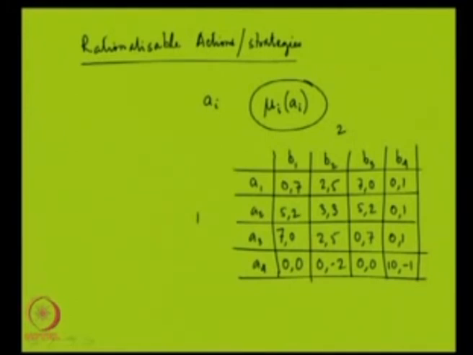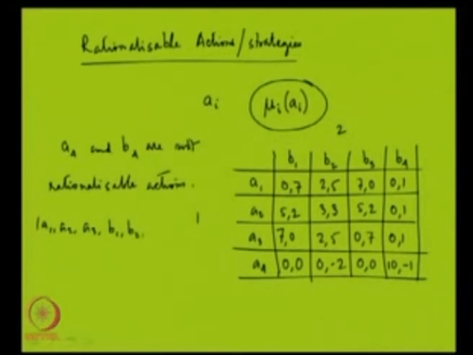Now, what I claim is the following. What I claim is that in this game, A4 and B4 are not rationalizable actions, whereas A1, A2, A3, B1, B2, B3 are rationalizable. How am I saying this?